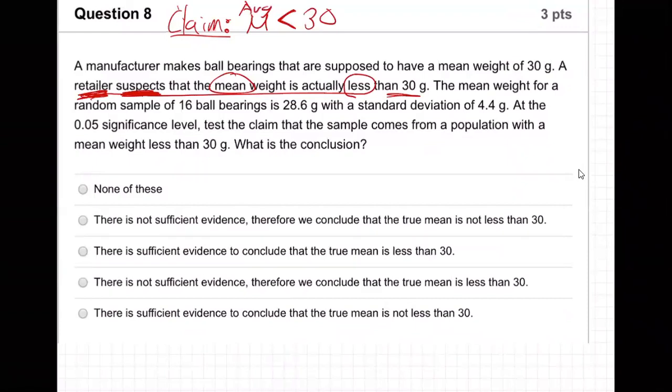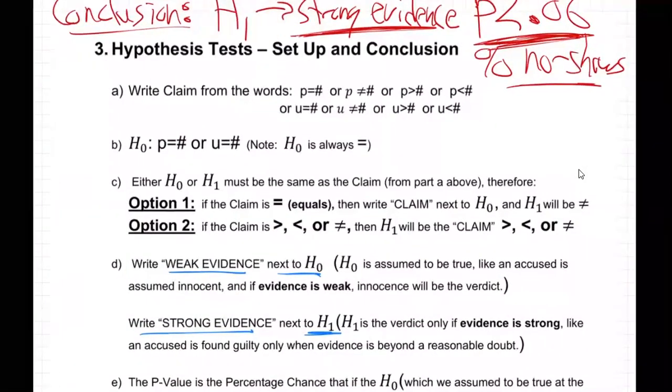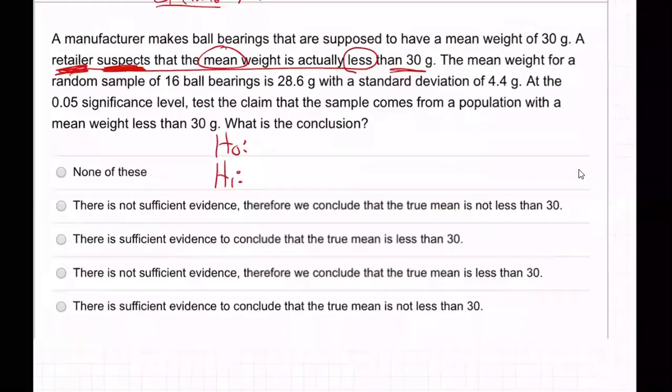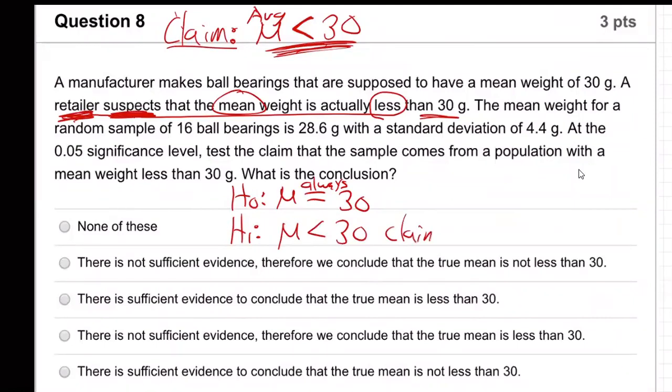All right. So what's our H0? What's our H1? What's H0 always? What does it say? H0 is always equals. And then either H0 or H1 must be the same as the claim. All right, keep those in mind. That's every hypothesis test. So H0 is always equals. And then the claim, that's why we had to do the claim, because one of these two has to match the claim. Well, it can't be H0 because H0 is equals. So therefore, the claim must be down here on H1.